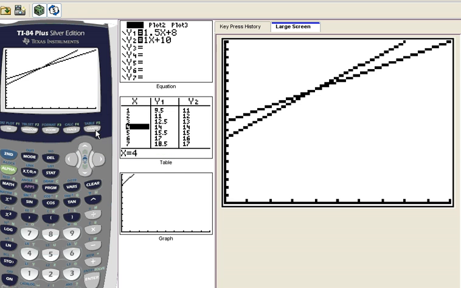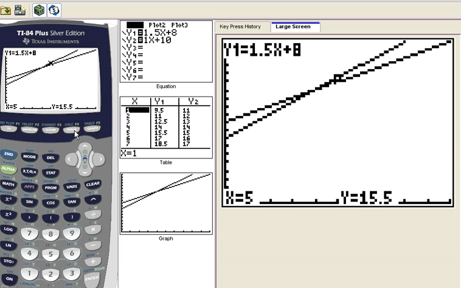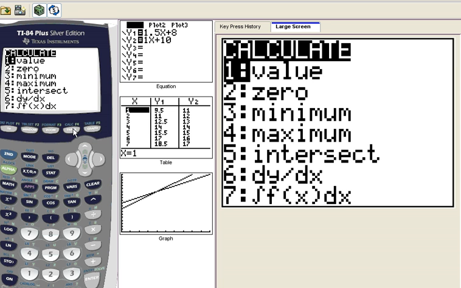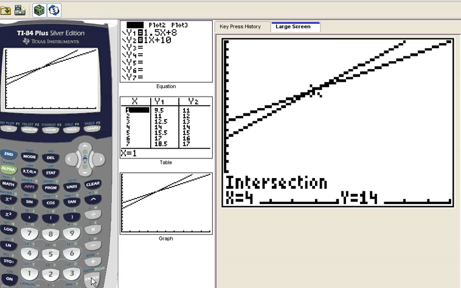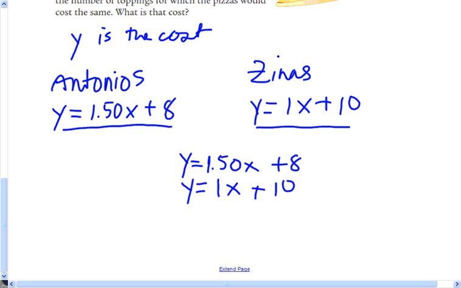And we can use the trace button. And once you know where it's close to there, then you can use second trace to get more accurate by doing the intersect and press enter 3 times. And at 4 toppings, both pizzas cost $14. Okay? So 4 toppings is the answer. And the cost is $14.